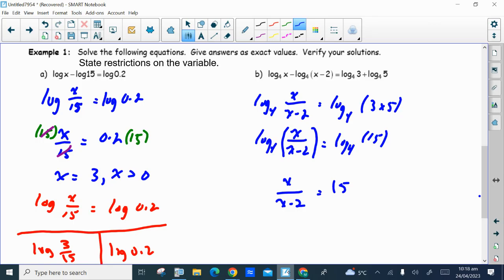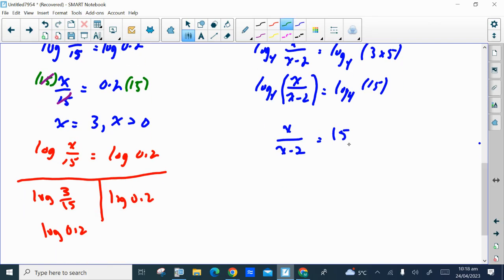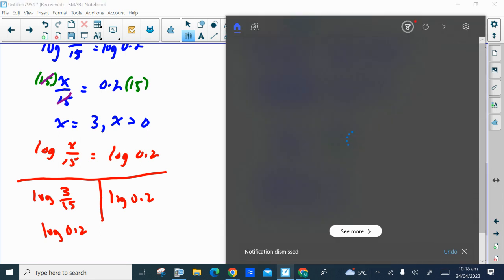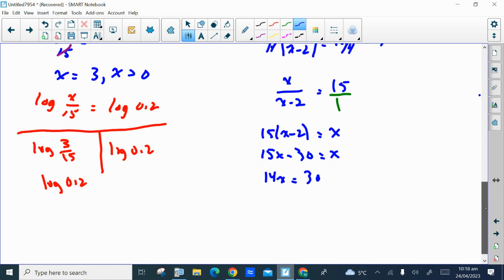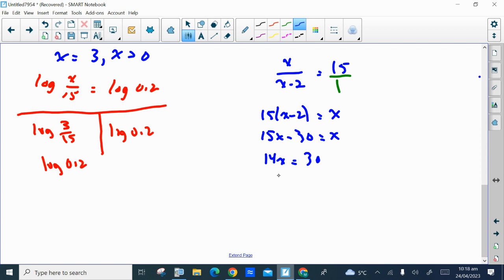And now we can solve for x by multiplying both sides by x on 2, which is the same thing as if we made the right side a fraction and then we cross multiply. So you're going to have 15x take away 30 equaling x. If I subtract the x from both sides, I'll get 14x on the left, add the 30 to both sides, and then divide both sides by 14. X will be 30 on 14, which is 15 over 7.